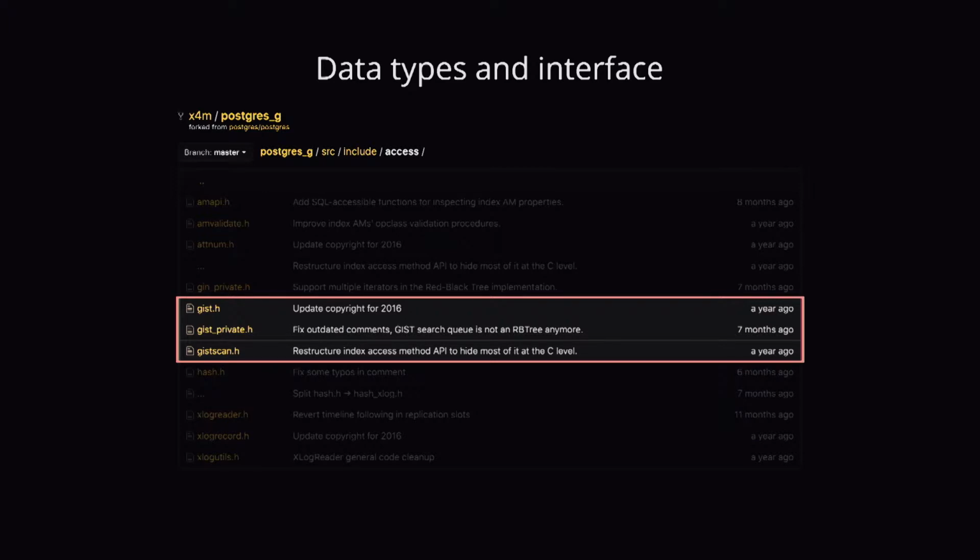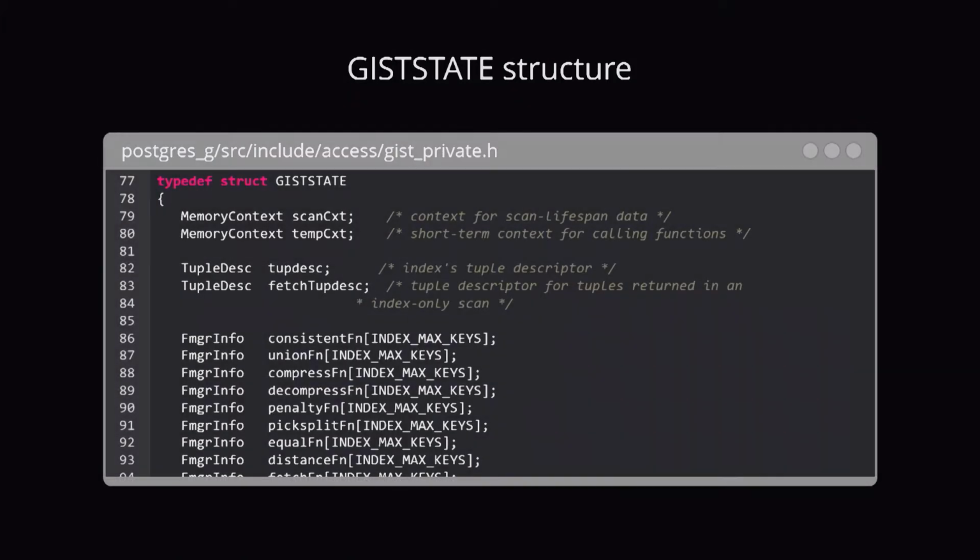Here you can see gist.h, which is responsible for gist interface, gist_private.h, which is responsible for internal gist structures, and gist_scan, which is responsible for structures used in query execution in searches inside the gist. What's most important here is the structure GISTSTATE. This structure represents some specific index, and here you have a description of tuples which are contained by this gist.